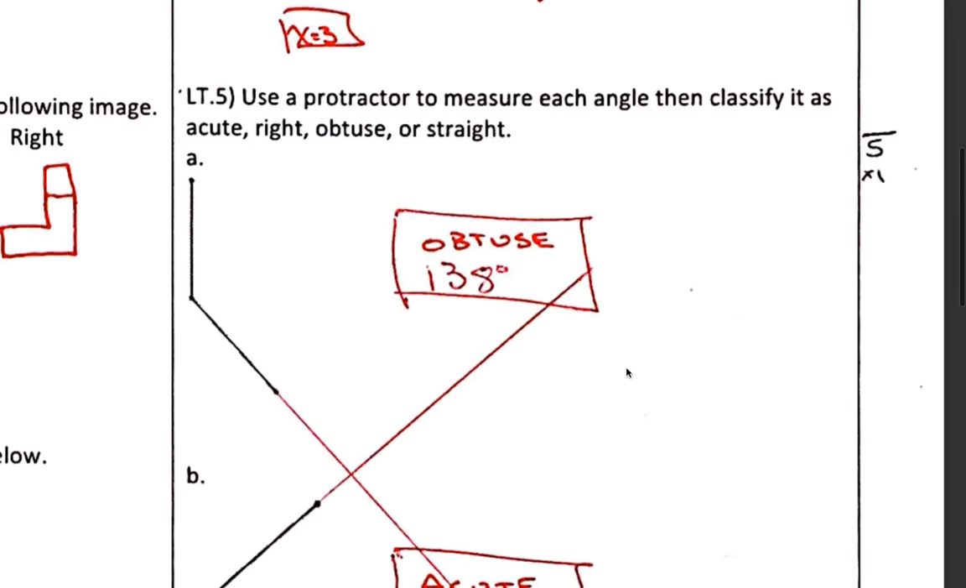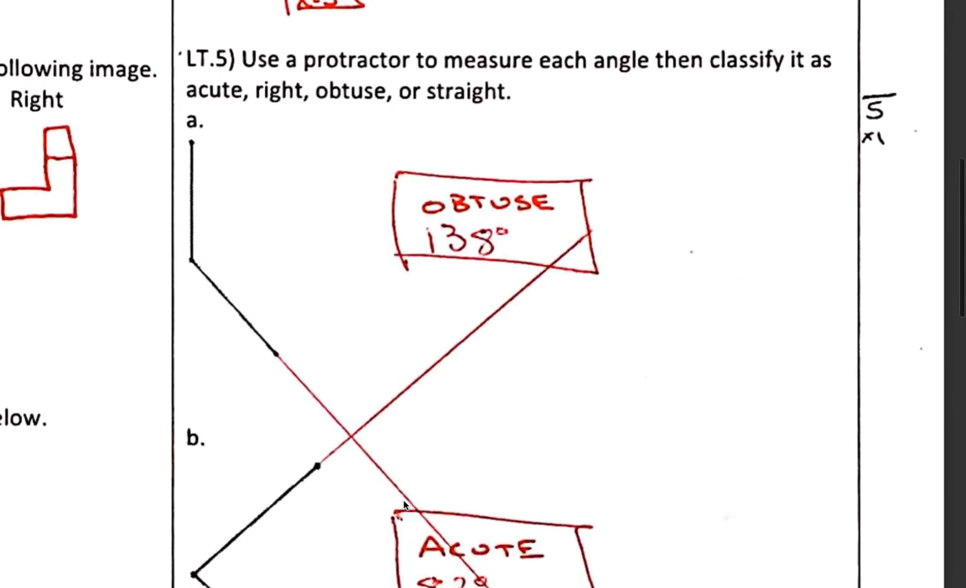Okay, here you were using your protractor to measure and then classify each of these angles. And so here you can hopefully clearly see that it's obtuse, it's greater than 90. And then I went ahead and used that trick where I extended out the line so I could measure precisely, and it was 138 degrees. So if you were within 1 or 2 of 138, you were good.